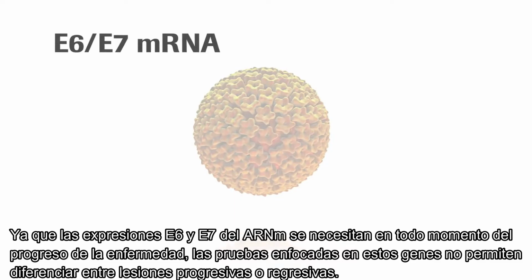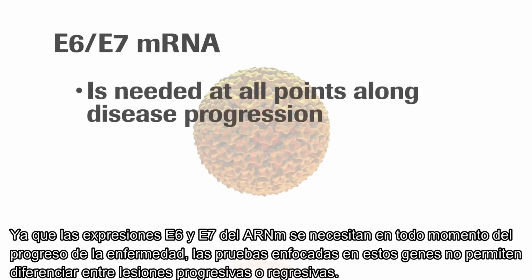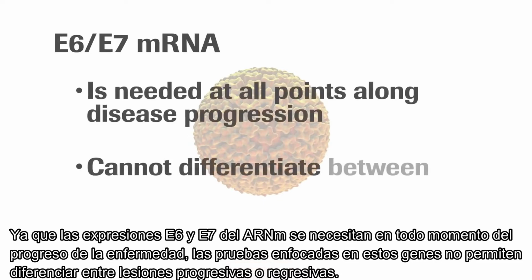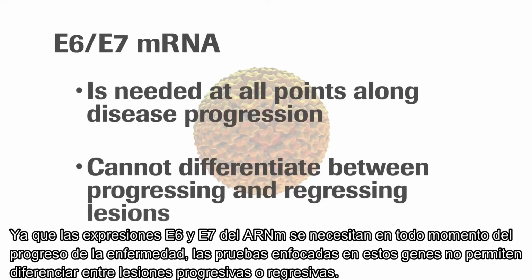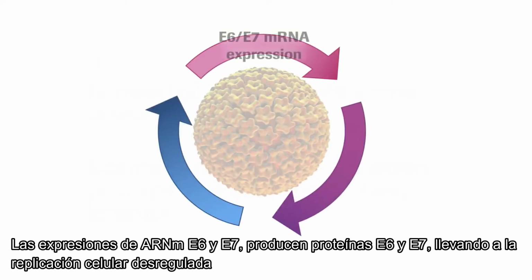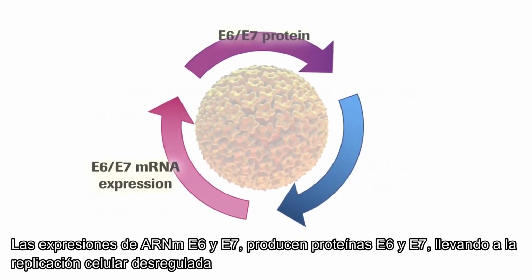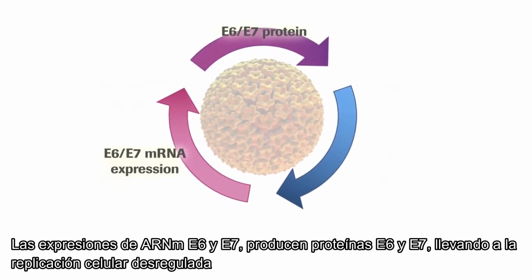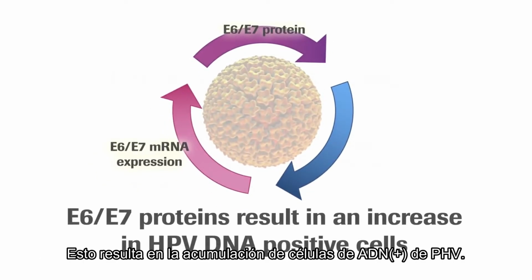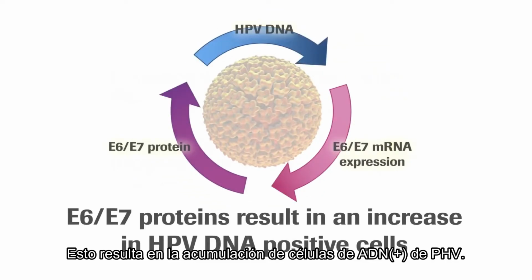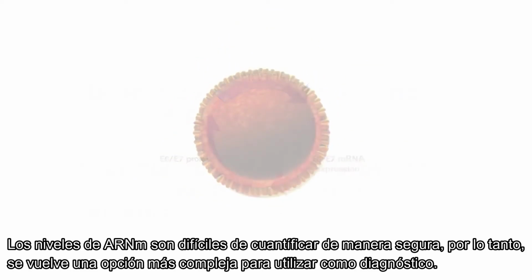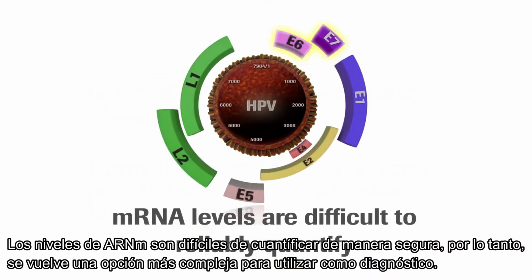E6, E7 mRNA expression is needed at all points along disease progression, and tests targeting these genes cannot differentiate between progressing and regressing lesions. E6, E7 mRNA expression produces E6, E7 proteins, driving dysregulated cell replication. This results in an accumulation of HPV DNA positive cells. mRNA levels are difficult to reliably quantify, and therefore present a more challenging diagnostic target.